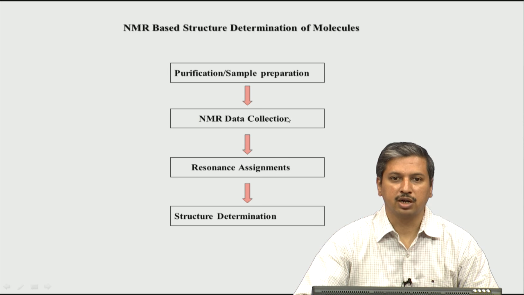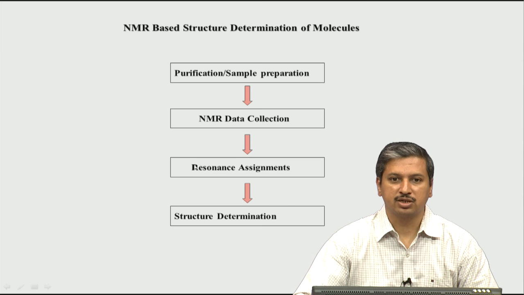Now, once you record the data, we have to process the data and analyze it, and we have seen how we process and analyze data. What is the objective of the analysis? The objective of the analysis is mainly to achieve the third step, which is resonance assignments. Means every peak in your spectrum, be it 1D or 2D, the goal is to assign it to a particular atom in the molecule. So, every peak should be assigned.